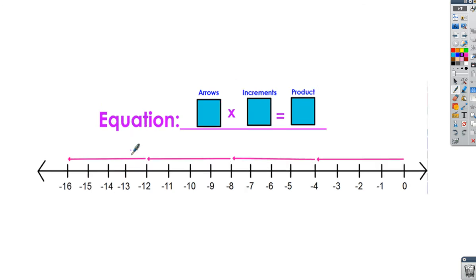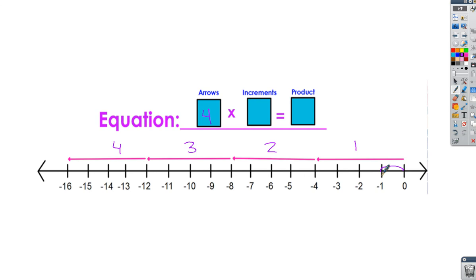Okay, let's do another one. Again, we have our arrows and our increments, and our increments are a number of spaces that we are from 0. So how many arrows do we have? We have 1, 2, 3, 4 arrows. Now we need to figure out our increments.